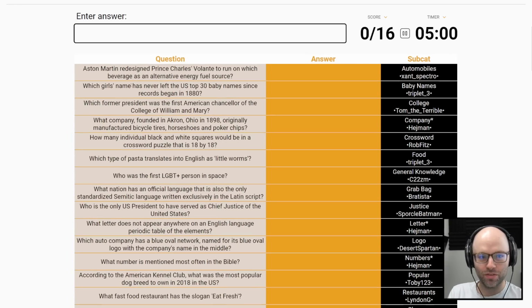But first, Aston Martin redesigned Prince Charles' Volante to run on which beverage as an alternative fuel source? What? Water? You gotta give up? Really? Tea? Beer? Coffee? Olive oil? What? His car runs on what? What could it possibly be? Wine? His car runs on wine? How does it combust?